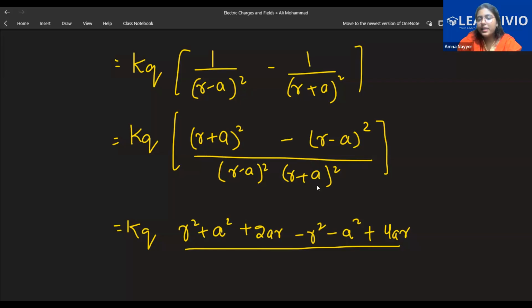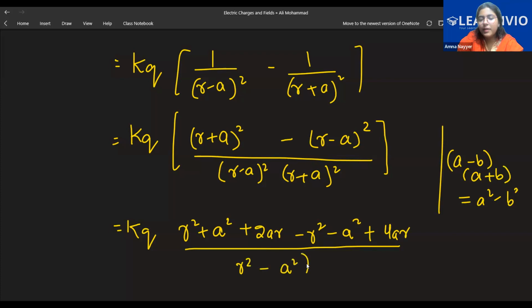A minus B into A plus B is equal to A square minus B square. Okay, so this will become R square minus A square whole square. Clear?